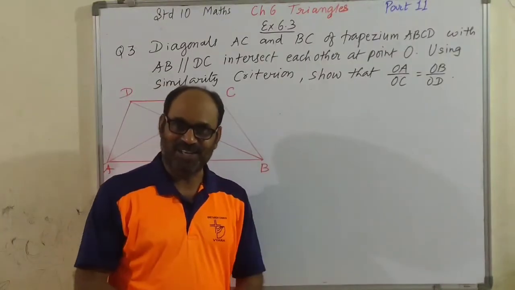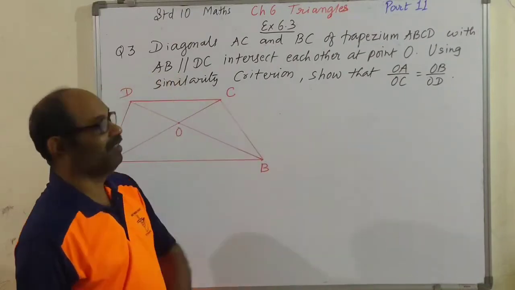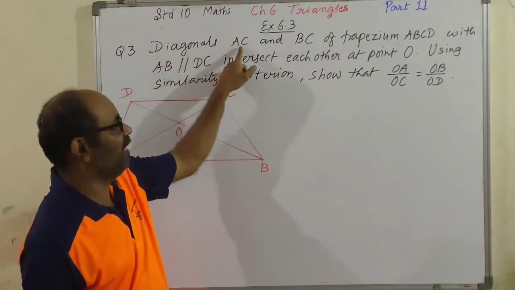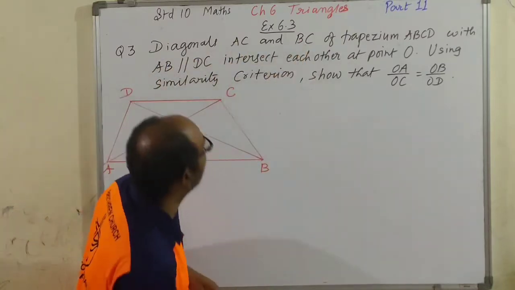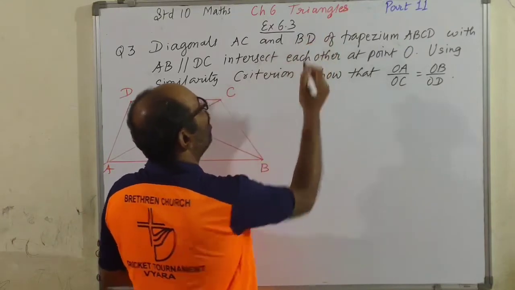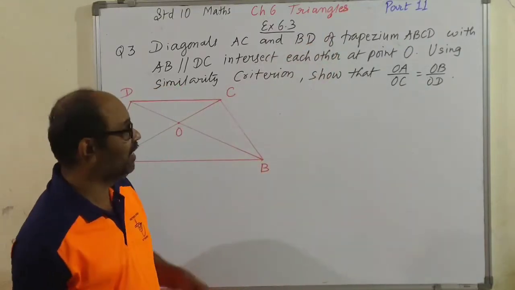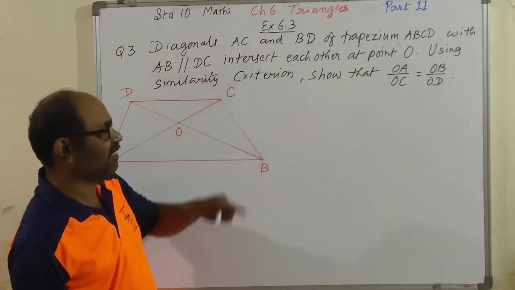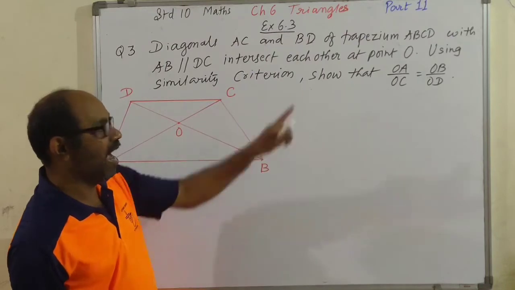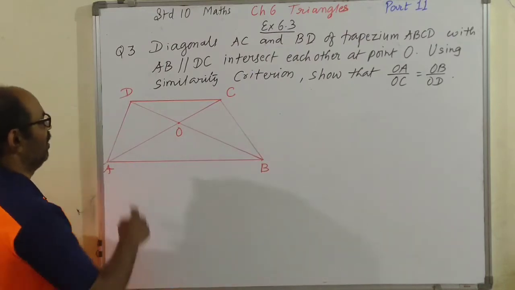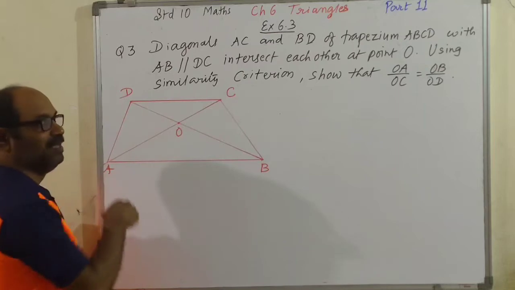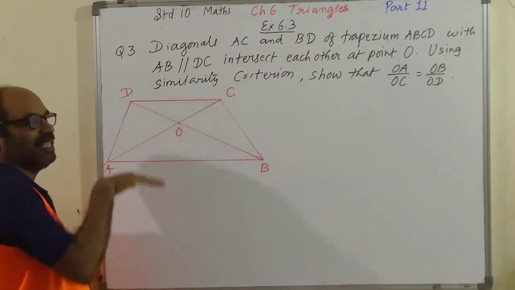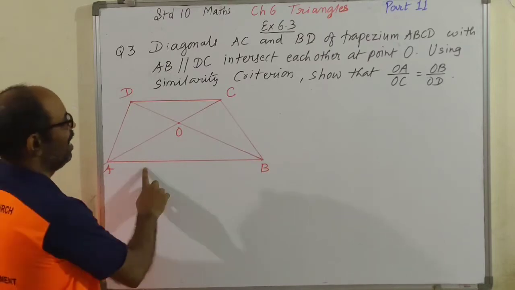So here is the third question from exercise 6.3. Let's read. Diagonals AC and BD, not BC but BD, of trapezium ABCD with AB parallel to DC intersect each other at O. Very clear. Here is trapezium ABCD. Do you know what is trapezium? Yes. One pair of opposite side parallel. And which pair is parallel?